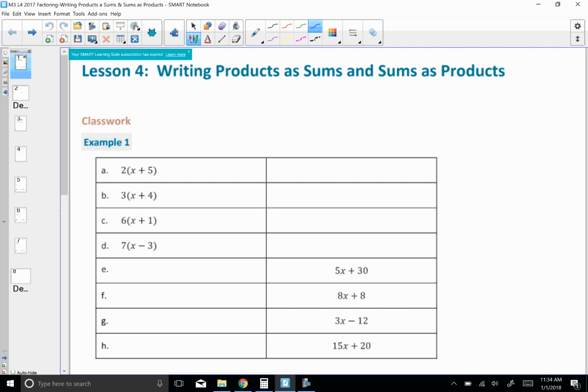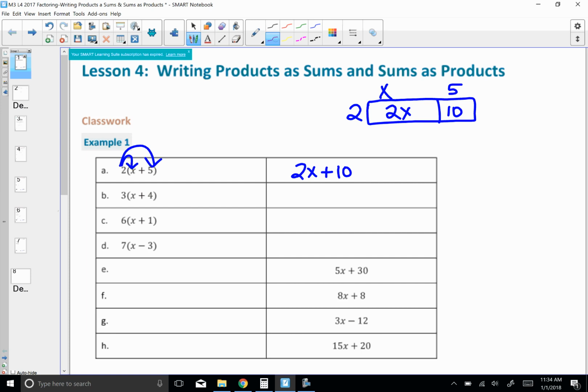So we started something like this using what we call the area model. I want 2 copies of x and positive 5. So 2 times x was 2x. 2 times 5 is 10. So the product, the answer to that multiplication, is 2x plus 10. So we started with the area model, but then we got into, I can just do 2 times x is 2x. 2 times positive 5 is positive 10.